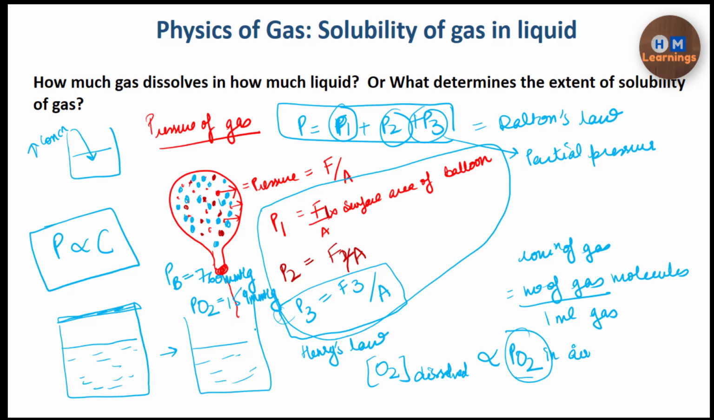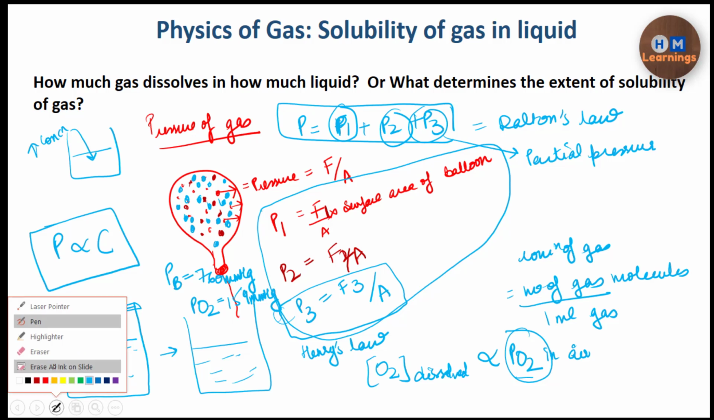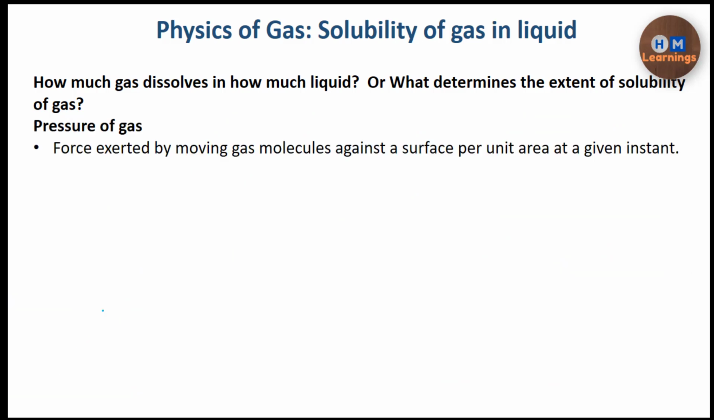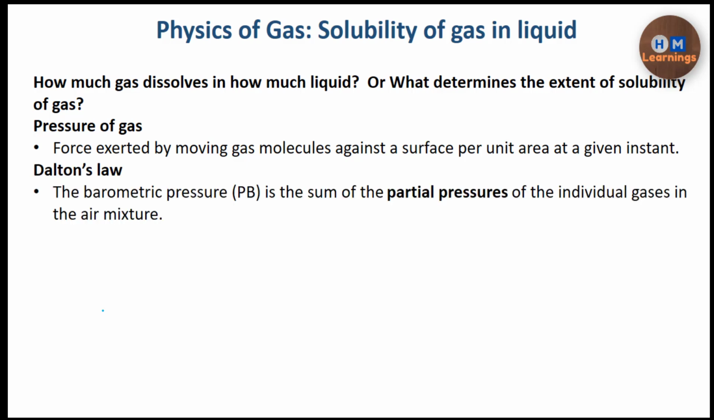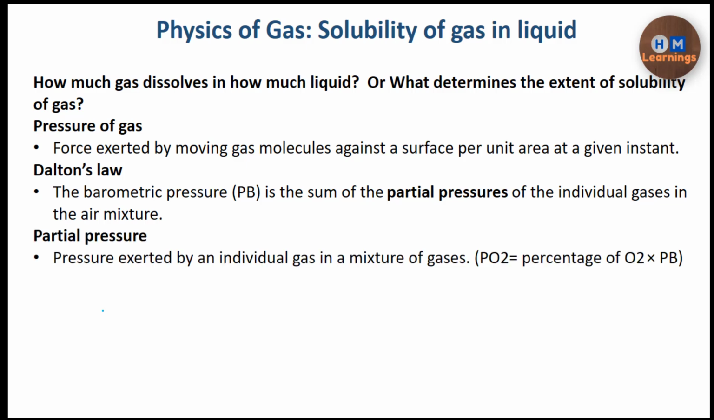Okay, and there is a lot of application of Henry's law. So we will just see now what has been written in the text. Pressure of gas is a force exerted by moving gas molecules against a surface per unit area at a given instant. Dalton's law: the total pressure is the sum of partial pressures of the individual gases in the air mixture, and pressure exerted by an individual gas in a mixture of gases is called partial pressure.